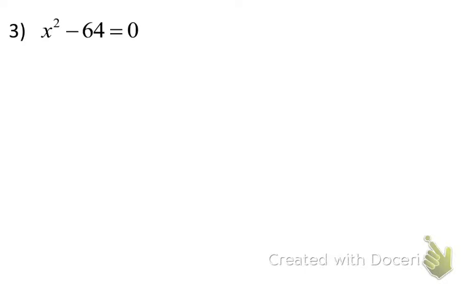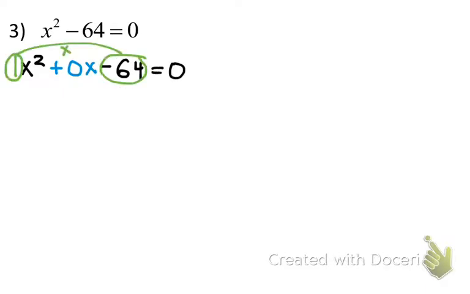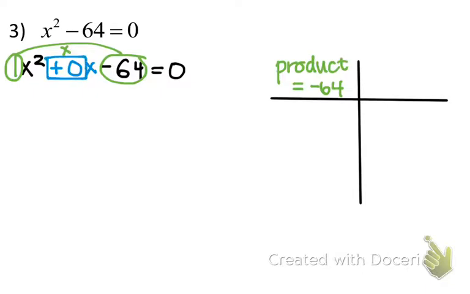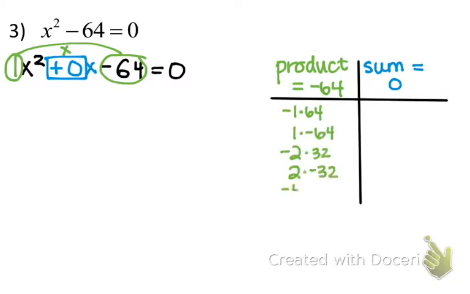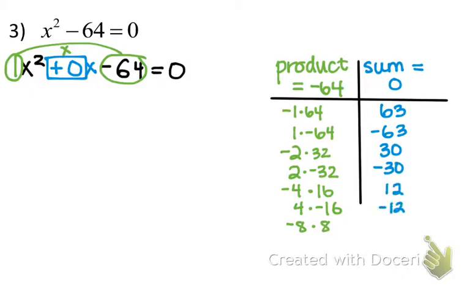Since this problem does not have a b term to start, we're going to write it in general form with our b term adding in a 0x. So let's start the process by finding the product of our a times c, which is negative 64, and our sum of our b term, which is 0. Let's list the factors of negative 64. Now we can add all of those numbers and we will find our sums. As we can see, we have a winner at the bottom. Negative 8 times positive 8 is 0.